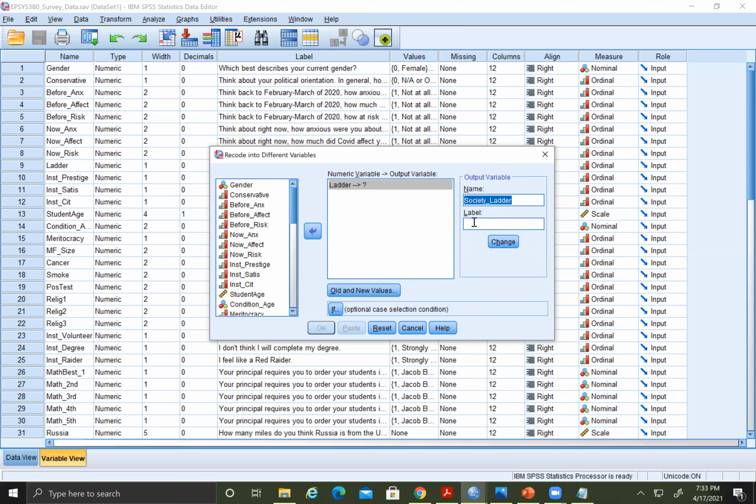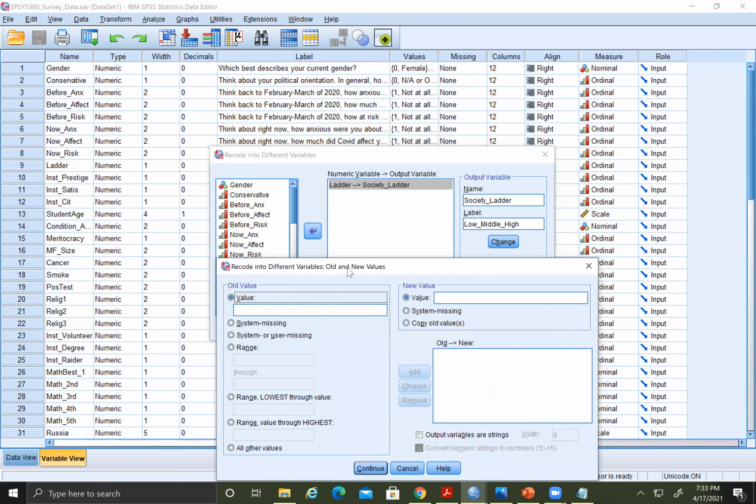We'll just label this low, middle, high. This label is for ourselves so that we know what they are. So I'm just going to click Change, and then click Old and New Values.